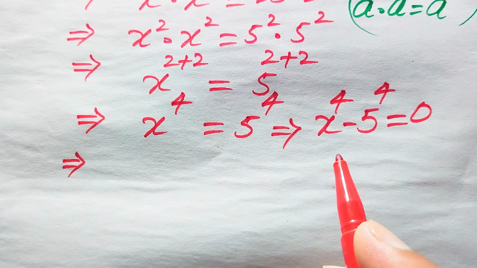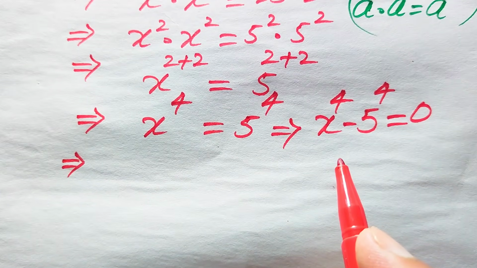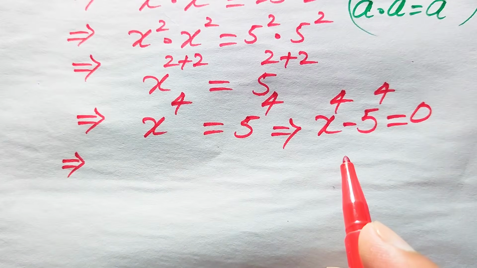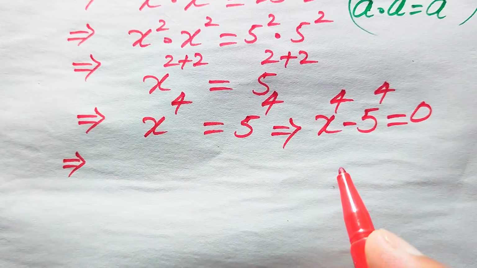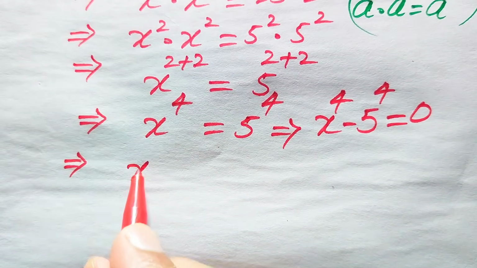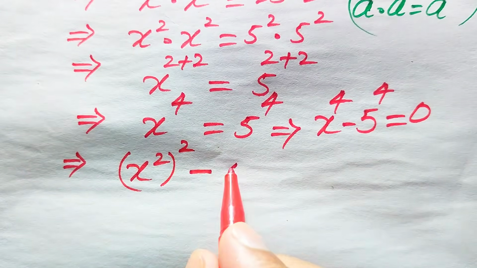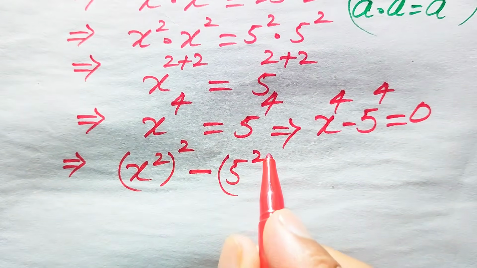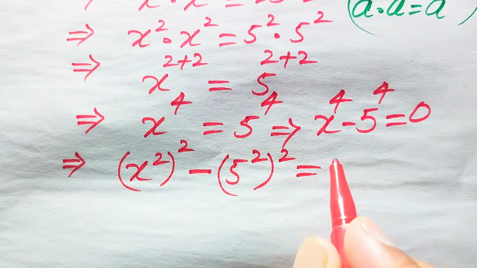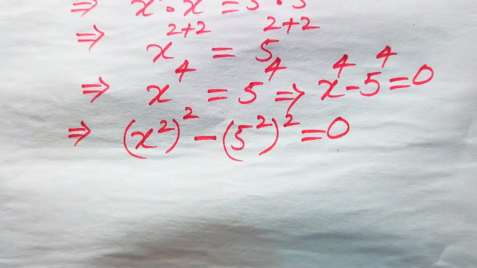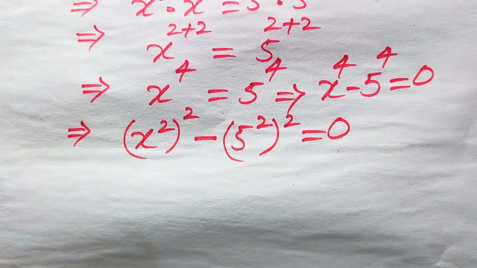We need to find all those 4 roots of this equation, and at the last we verify which of them are solutions and which of them are extraneous roots. So here we rewrite this equation as, this is x to the power of 4, we write it as x square and its whole square, minus, this is 5 to the power of 4, we write it as 5 square and its whole square, and this equation is equal to 0.